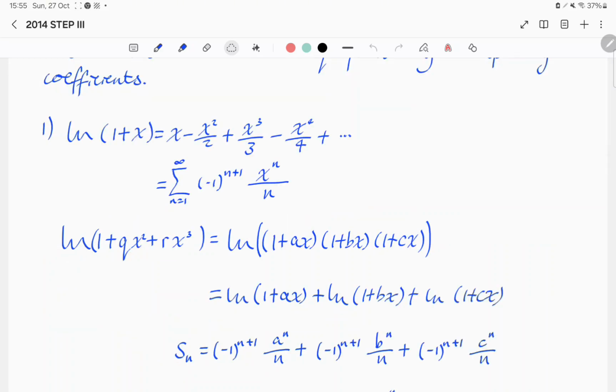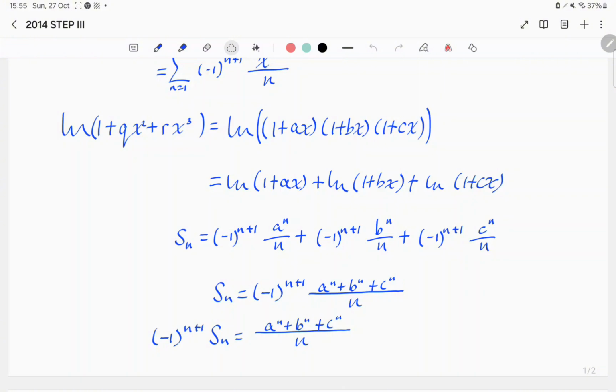Now, we can calculate ln(1 plus qx squared plus rx cubed). This is equal to ln((1 plus ax)(1 plus bx)(1 plus cx)), which is equal to ln(1 plus ax) plus ln(1 plus bx) plus ln(1 plus cx). This means that the coefficient of x to the n is (-1)^(n+1) times a to the n over n, plus (-1)^(n+1) times b to the n over n, plus (-1)^(n+1) times c to the n over n.